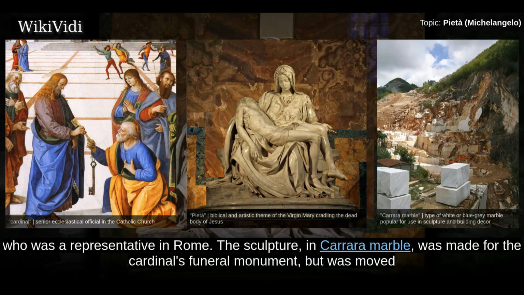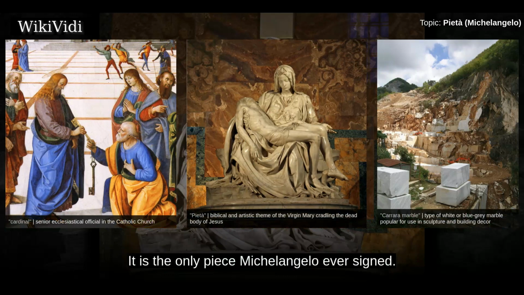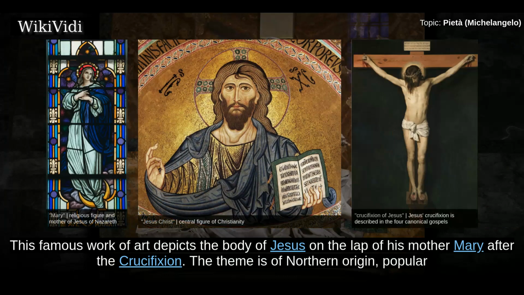The sculpture, in Carrara marble, was made for the Cardinal's funeral monument, but was moved to its current location, the first chapel on the right as one enters the Basilica, in the 18th century. It is the only piece Michelangelo ever signed. This famous work of art depicts the body of Jesus on the lap of his mother Mary after the Crucifixion.